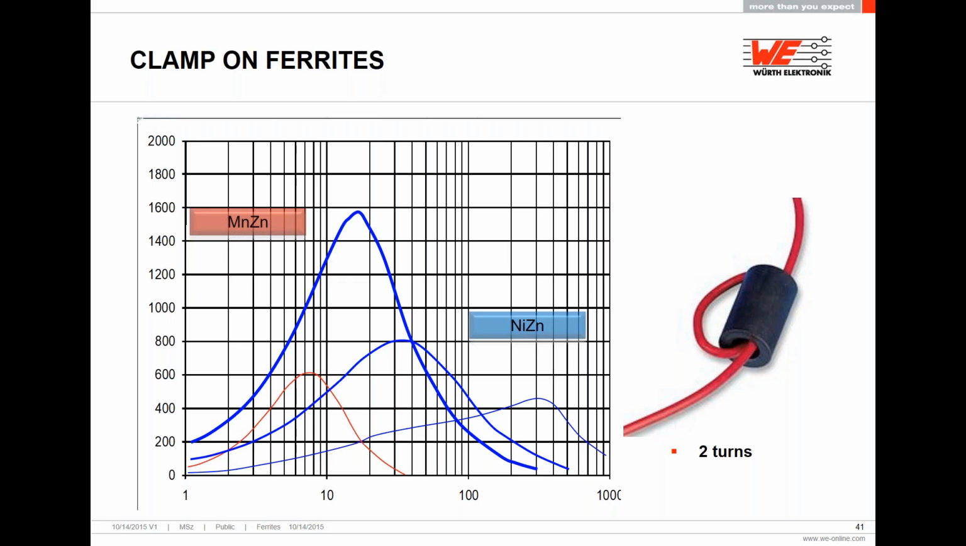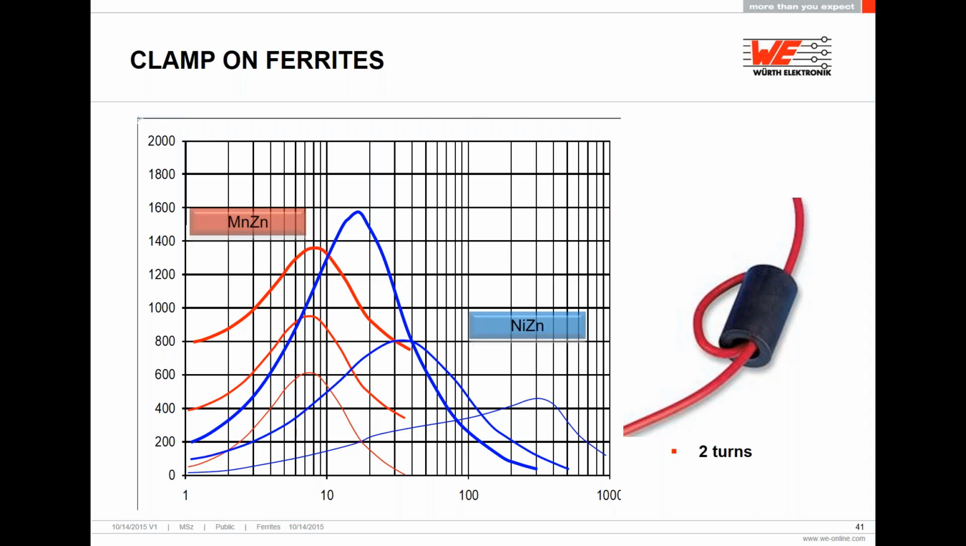The red line right here represents the same example with the manganese zinc. So here we can see the impedance with only one turn. If we add another turn, we can notice that impedance increases, but the frequency is not shifted drastically. That is because the manganese zinc is a much narrower bandwidth material.